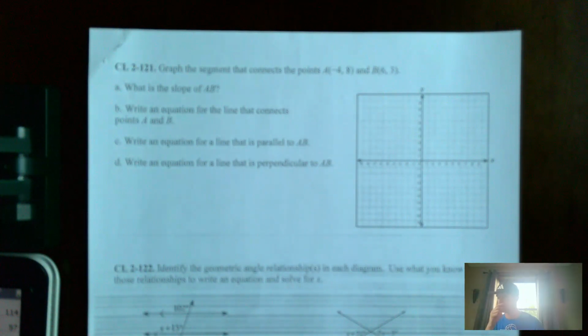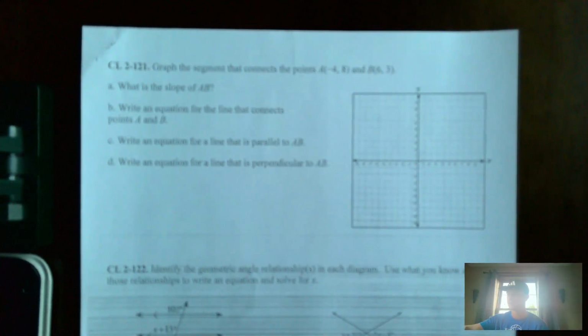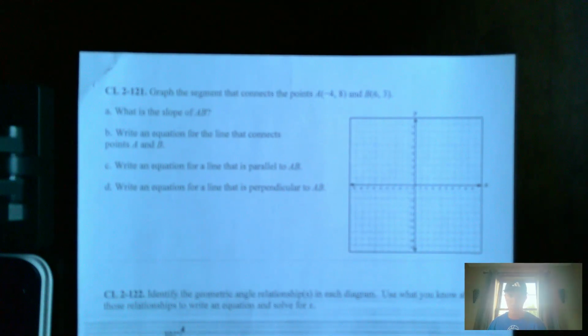Back side here. I'm going to jump to these. So this one, it says graph the segment and connect the lines, and then what is the slope? I'm going to do this one with you, just in case you're struggling with graphing a little bit, and then we'll talk about the angle part on the back side. So 121, what it's saying is graph the segment of the points negative 4, 8, and 6, 3.